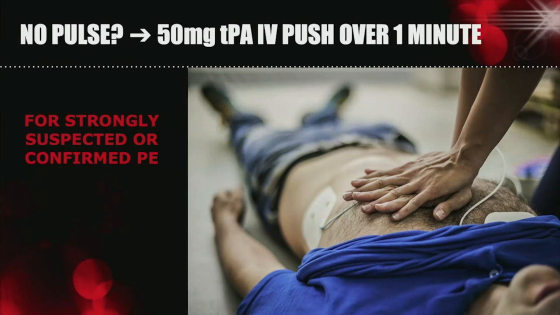If at any point during your resuscitation, your patient does unfortunately lose pulses, and you've either already confirmed that they do have a massive PE or you're just very strongly suspicious, it is reasonable to give TPA during cardiac arrest. And the data does support doing 50 milligrams of TPA, just doing an IV push during arrest, and you can do it up to twice. There's actually a study out there that does show pretty good data about getting ROSC after giving TPA in known or suspected PE.